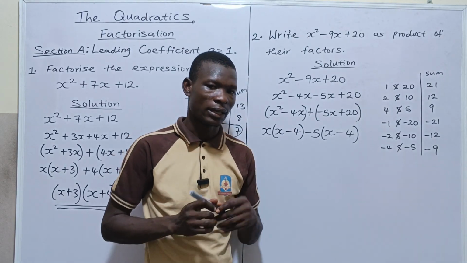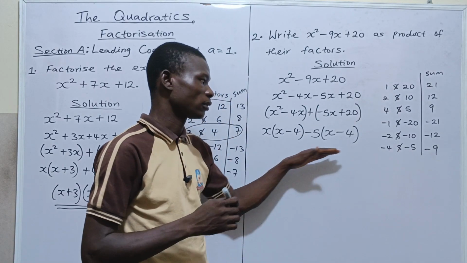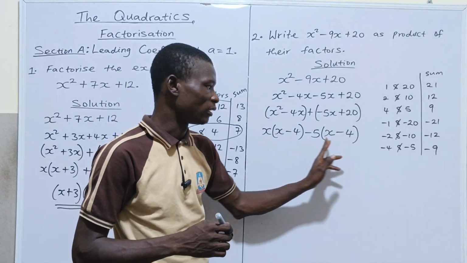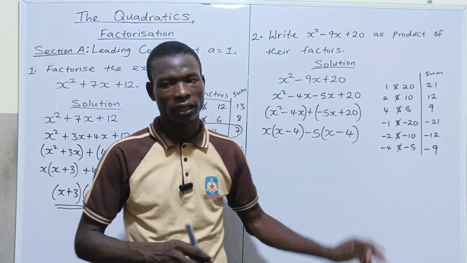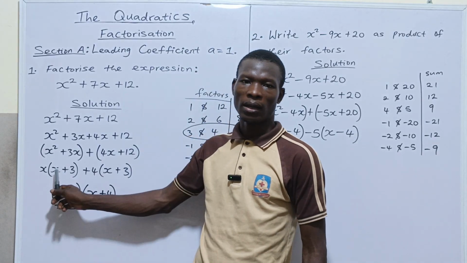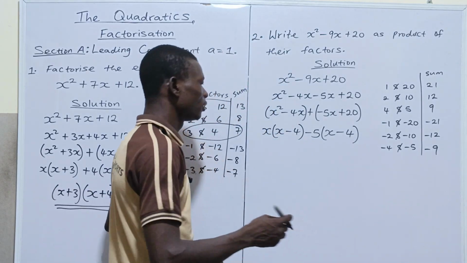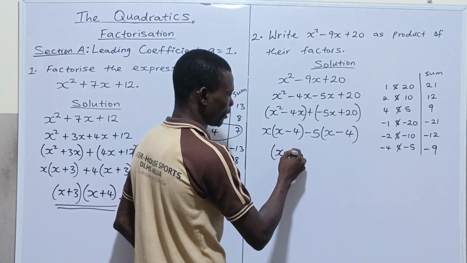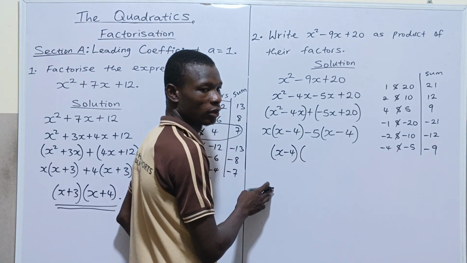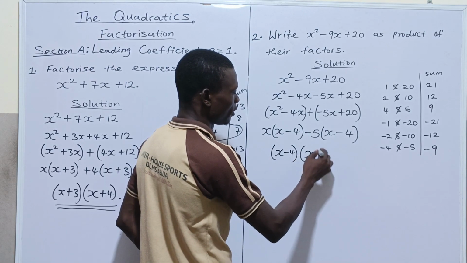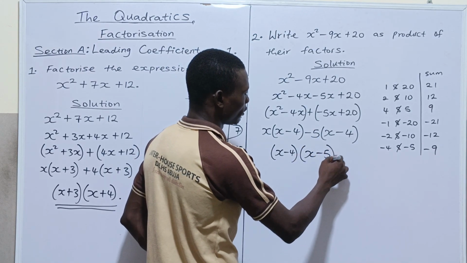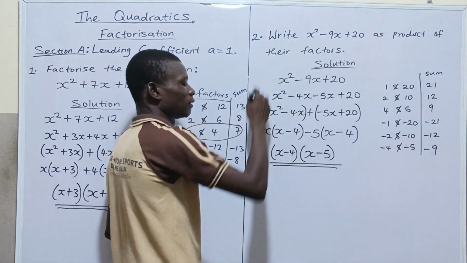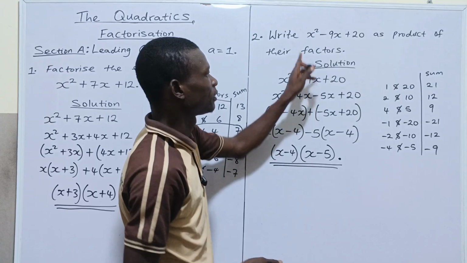And by that step and process, we can see that what is inside the first bracket is exactly the same thing as what is inside the second bracket, just as we have it here. So what do we do? Open a bracket and pick only one of these two brackets. That's going to be x minus 4. Close it and open another bracket. Outside here is x, and outside here is minus 5.